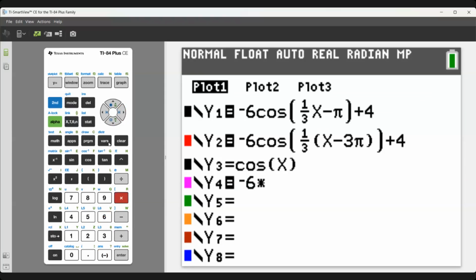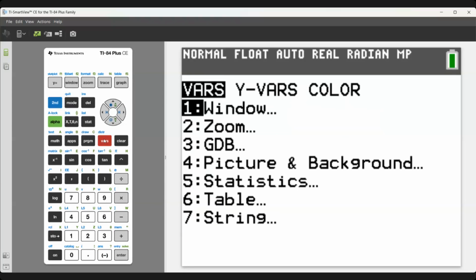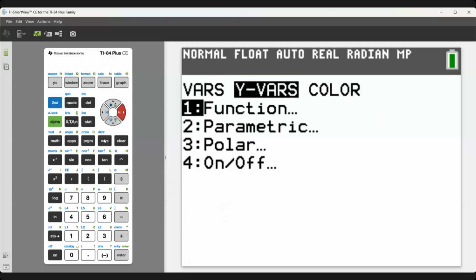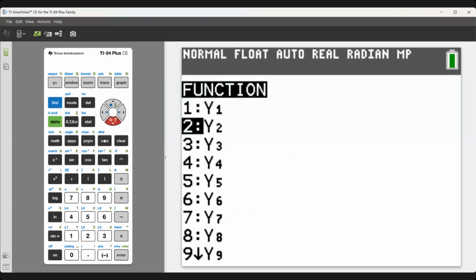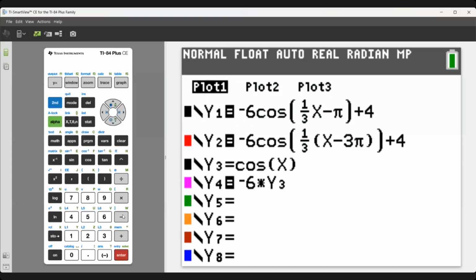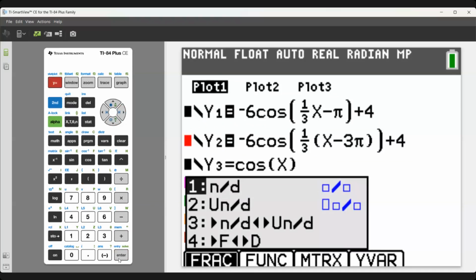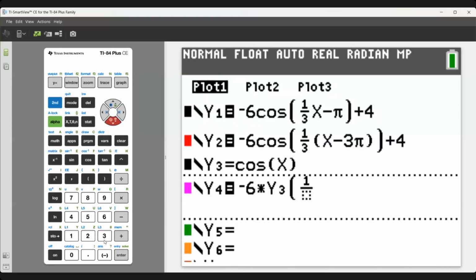We can go into our variable button right here, or we could do alpha and the trace. We get sort of shortcut keys in there. I personally go into my variable button just because I know it's a variable, but other people like the shortcuts. I'm just going over to the Y bars and I'm going to pull up function Y3, you said. So that was our parent function, and then open parentheses, and then our input, it was 1/3 x minus pi. And then we'll close the parentheses, and then we had a +4.